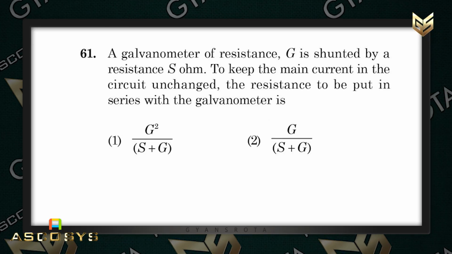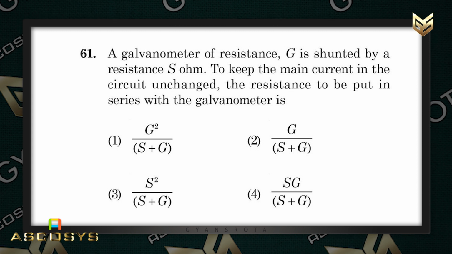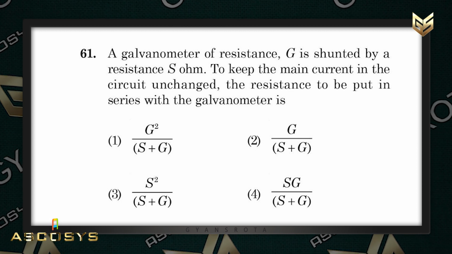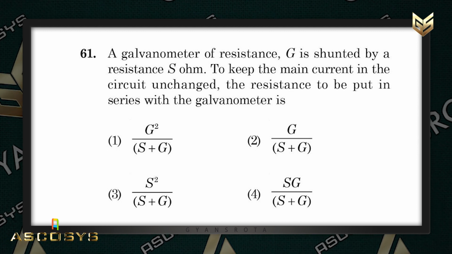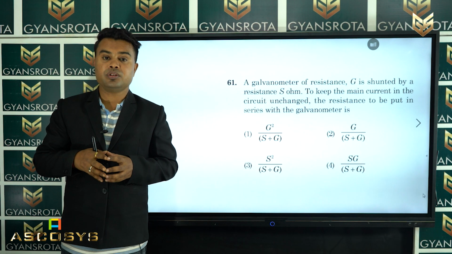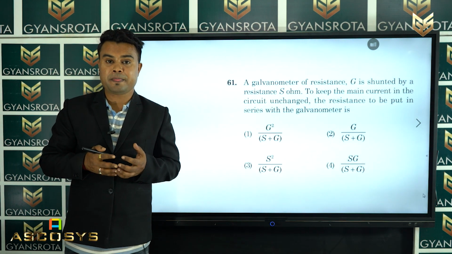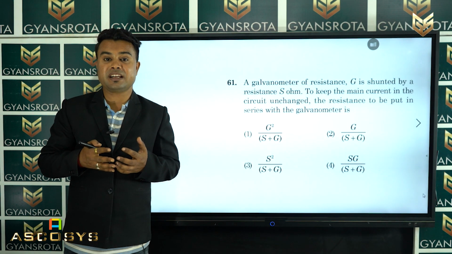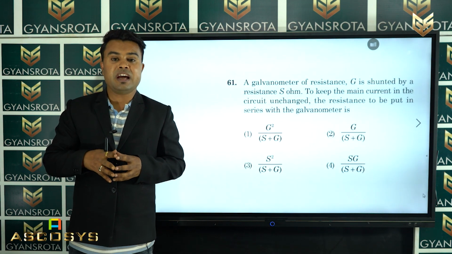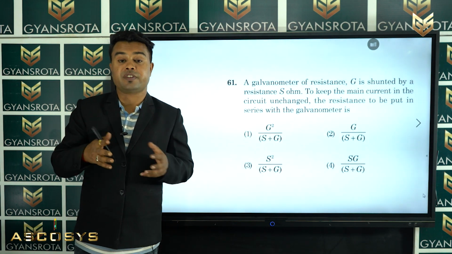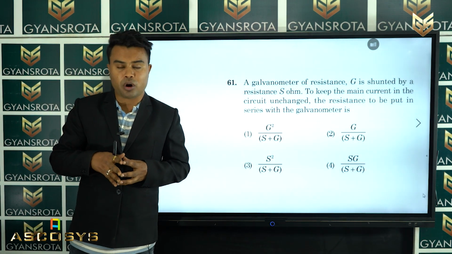A galvanometer of resistance G is shunted by a resistance S ohm. To keep the main current in the circuit unchanged, the resistance to be put in series with the galvanometer is how much? Now what you have to do? You have to know from which chapter the question came. It came from the chapter magnetic effects of current, that is moving coil galvanometer. If you study from there only, you can get this topic. Conversion of galvanometer into voltmeter and into ammeter are the subtopics which were there.